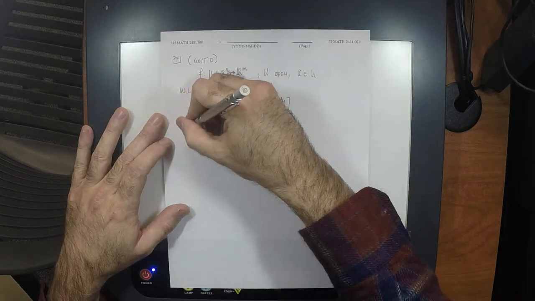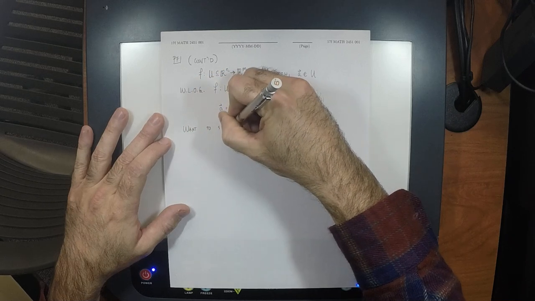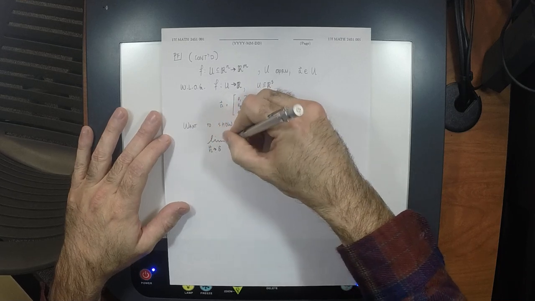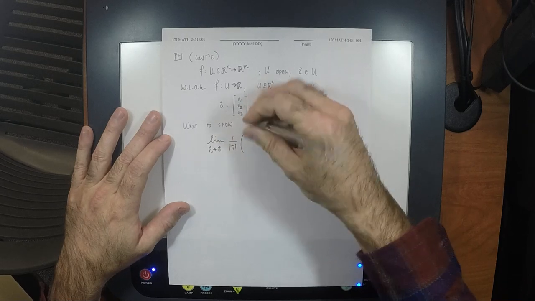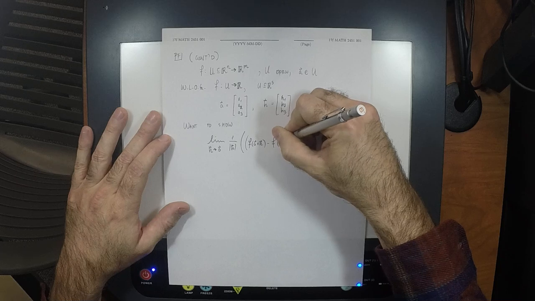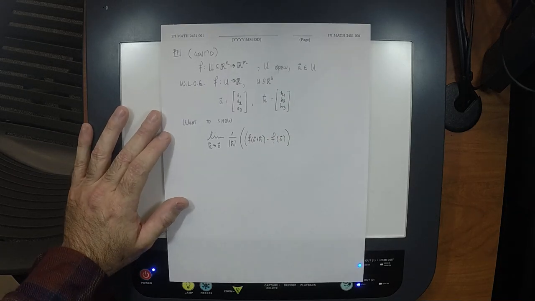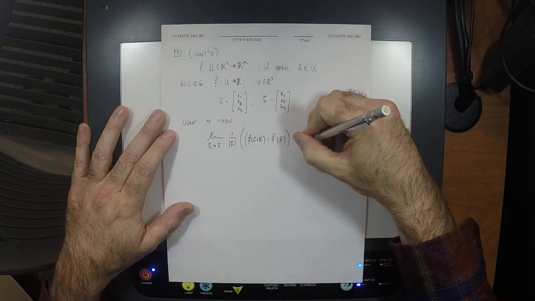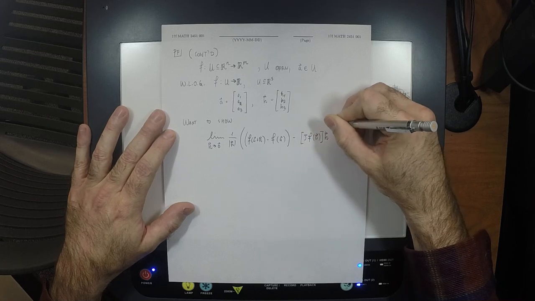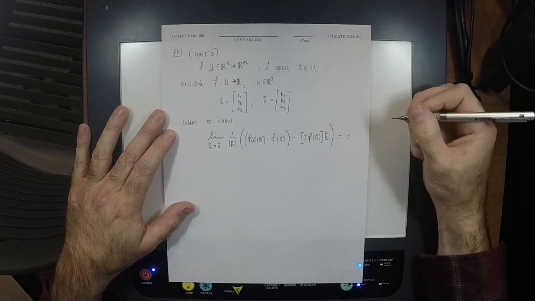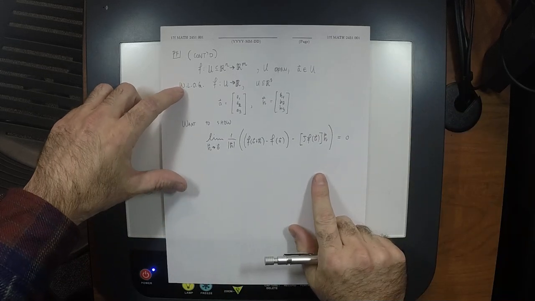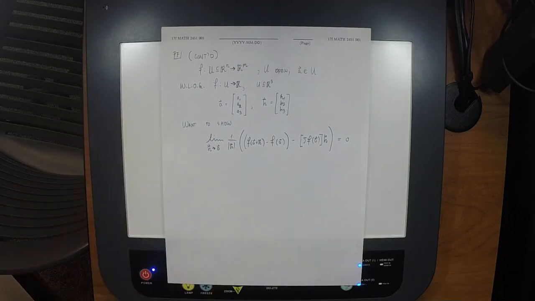And then what we want to show is that the limit as vector h goes to vector 0 of 1 over the length of h, times the increment of the function from a, which is incrementing the function, and then subtracting the Jacobian of the function at a applied to increment h, is zero. And what kind of zero? Strictly speaking, it would need to be a vector. But because I said without loss of generality, it's a scalar. Okay, so we want to show this.